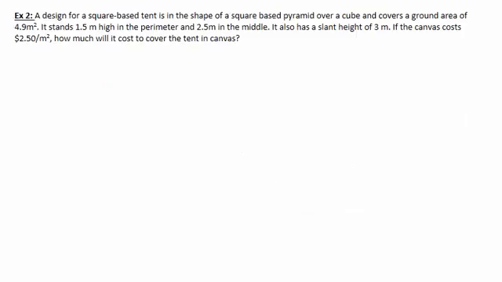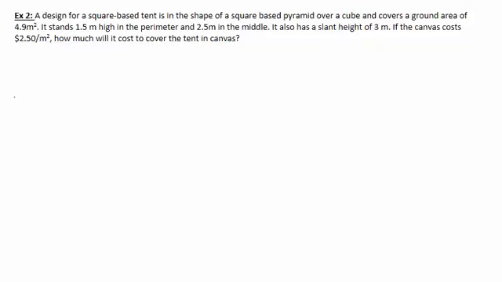Example 2. A design for a square-based tent is in the shape of a square-based pyramid over a cube and covers a ground area of 4.9 meters squared. It stands 1.5 meters high in the perimeter and 2.5 meters in the middle. It also has a slant height of 3 meters. If the canvas costs $2.50 per meter squared, how much will it cost to cover the tent in canvas?